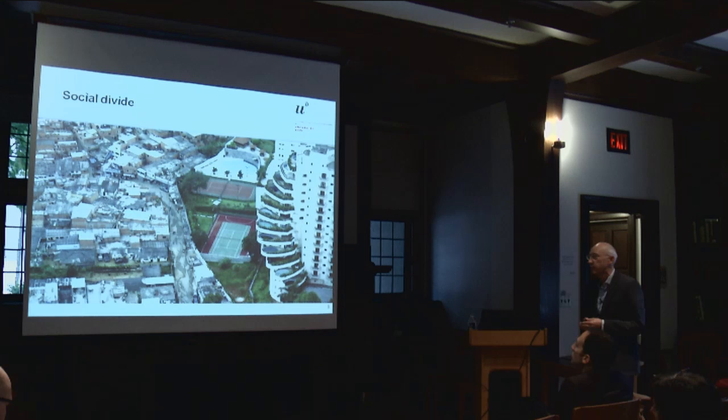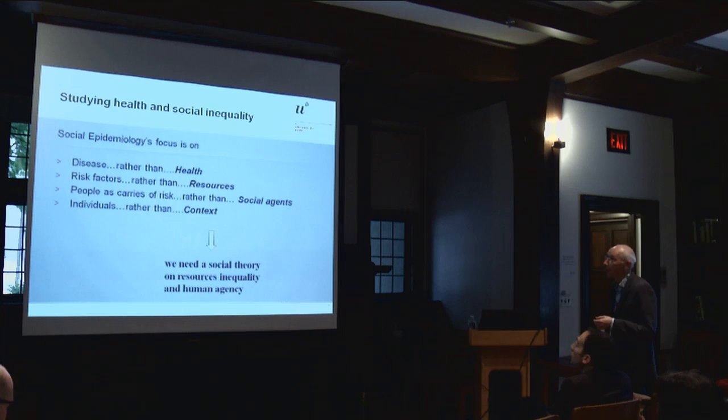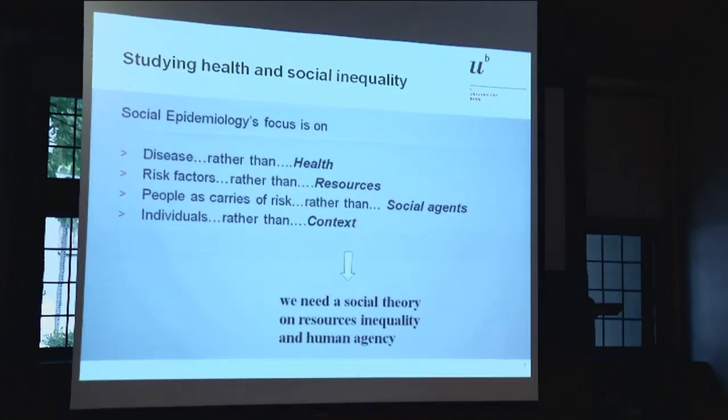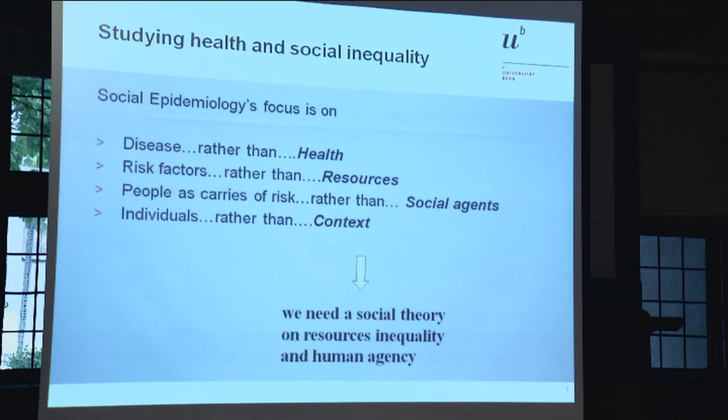But I would argue it's not enough, and sometimes it leads us into wrong directions, including medical sociology research, I would say. Social epidemiology is based on a medical paradigm. Even if it's social epidemiology, it's a biomedical paradigm, because it starts with the definition of a disease. Otherwise, there is no epidemiology. Epidemiology is defined as the methodology about the disease distribution in space and time. It's about the disease. So we start by defining a disease.